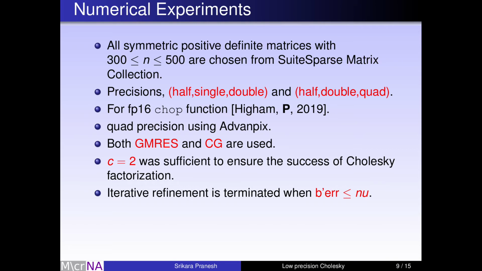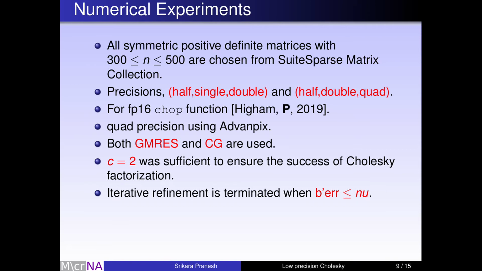And since we are performing all our tests in MATLAB, and MATLAB doesn't have native half precision support, we have an emulator of our own which we employ to simulate half precision. That is what we call CHOP. And to simulate the quad precision here, we use a software called Advanpix. And then we test the iterative refinement with both GMRES and CG.